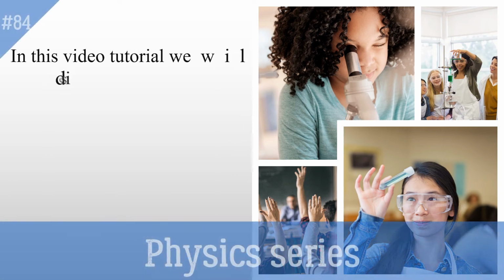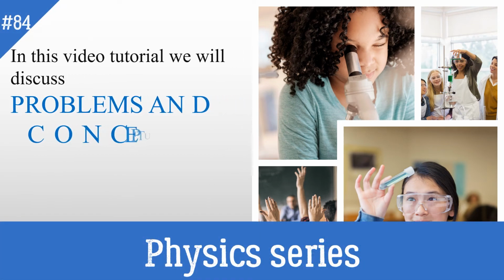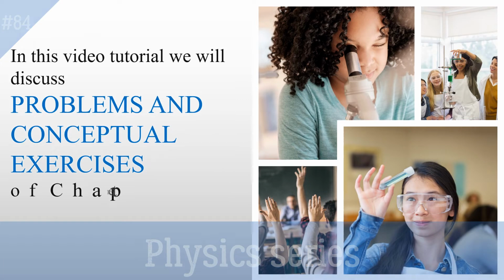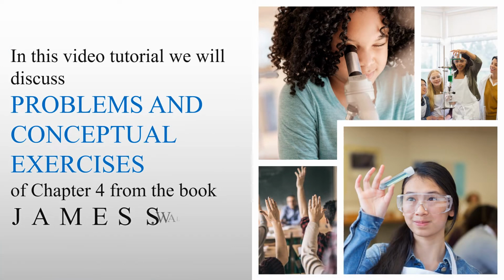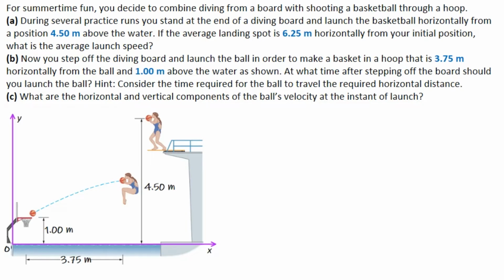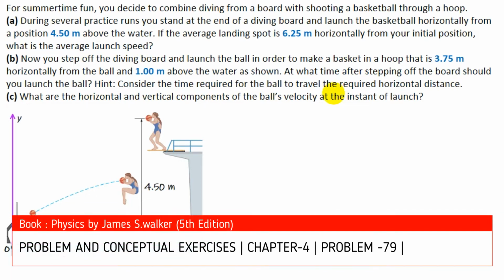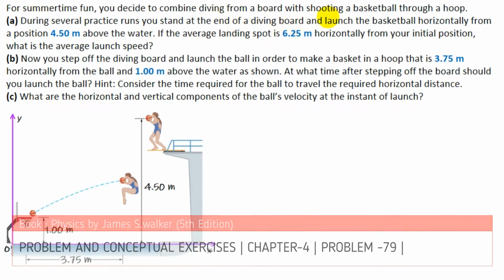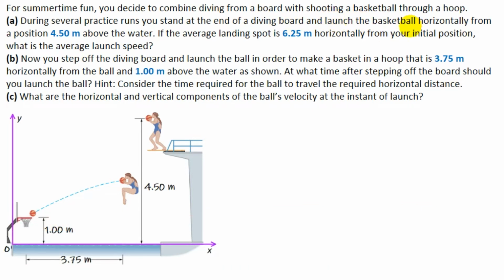In this video, we'll discuss the problem and conceptual exercises of chapter 4 from the book by James S. Walker. So let's start. In this question, we are given that you decide to combine diving from the board and shooting a basketball through a hoop. It's a very interesting question, and there are three parts that we need to solve.